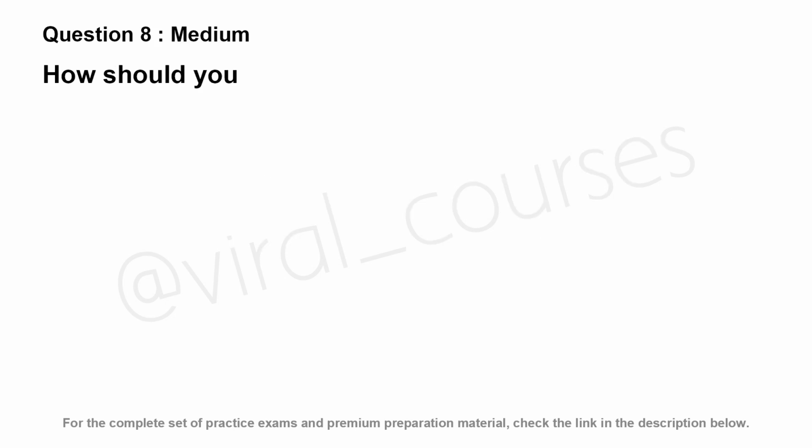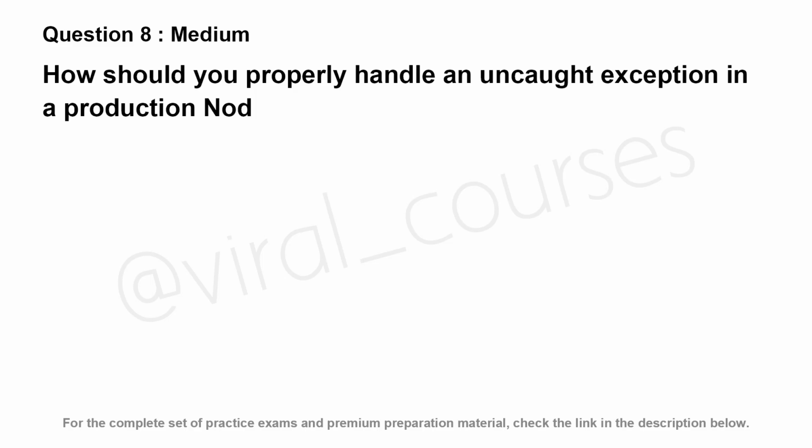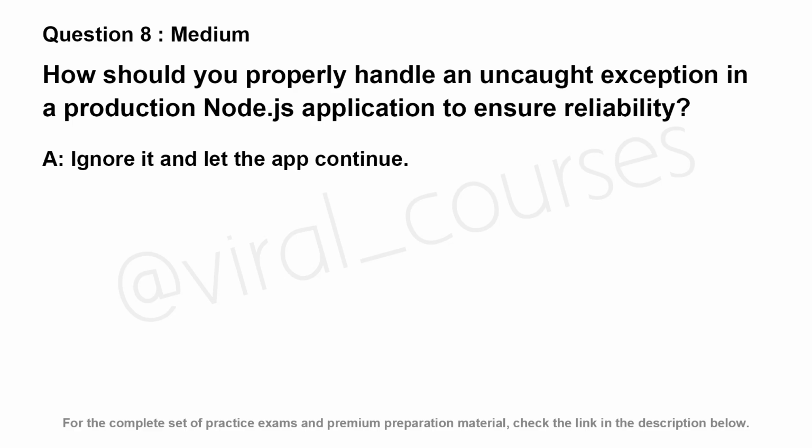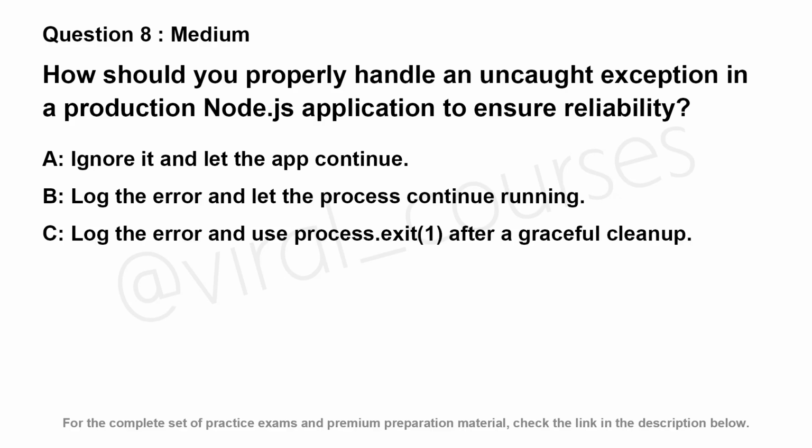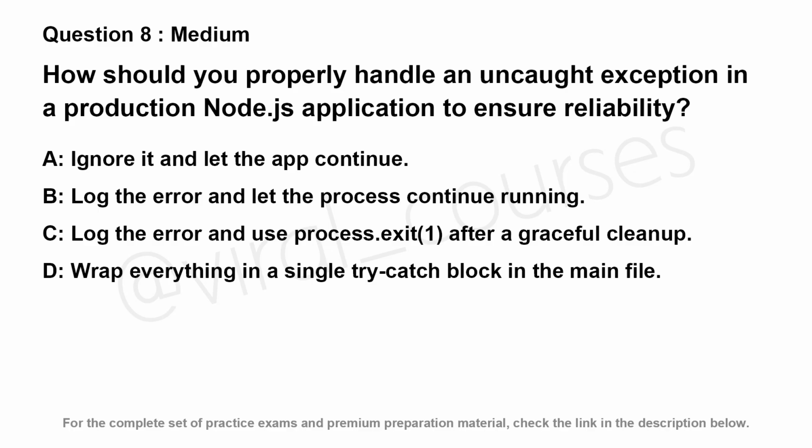How should you properly handle an uncaught exception in a production Node.js application to ensure reliability? Option A, ignore it and let the app continue. Option B, log the error and let the process continue running. Option C, log the error and use process.exit(1) after a graceful cleanup. Option D, wrap everything in a single try-catch block in the main file.